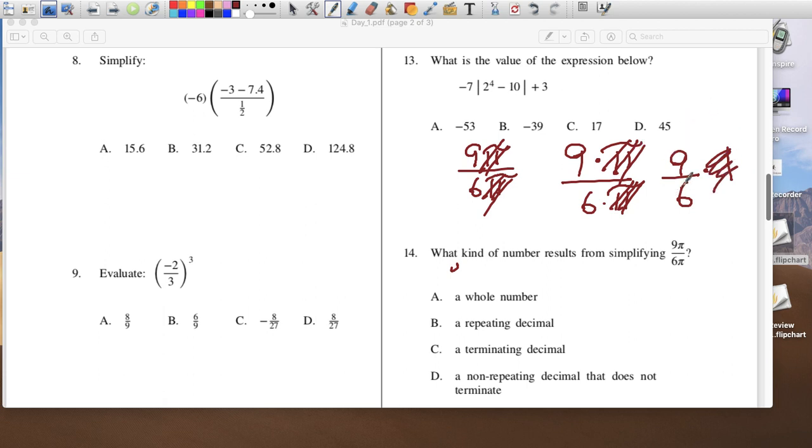And 9 over 6, if you divide 9 over 6 in your calculator, that becomes super easy. 9 divided by 6 is going to be 1.5. It's not a whole number. It's not a repeating decimal, not a decimal that goes forever and ever. It's a terminating decimal, a decimal that ends, 1.5. It ends right here. It doesn't continue. So this is our answer.